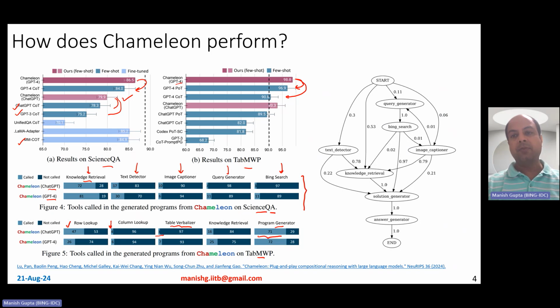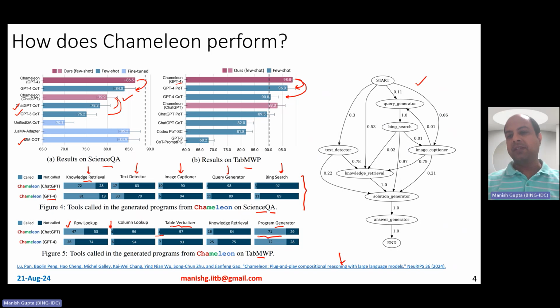Here is also a nice automaton to show you how these program sequences transition across tool usage. This is for ScienceQA. Of course, a similar automaton for TabMWP is in the paper. The paper also lists interesting prompts for each of those tools which are LLM-based.